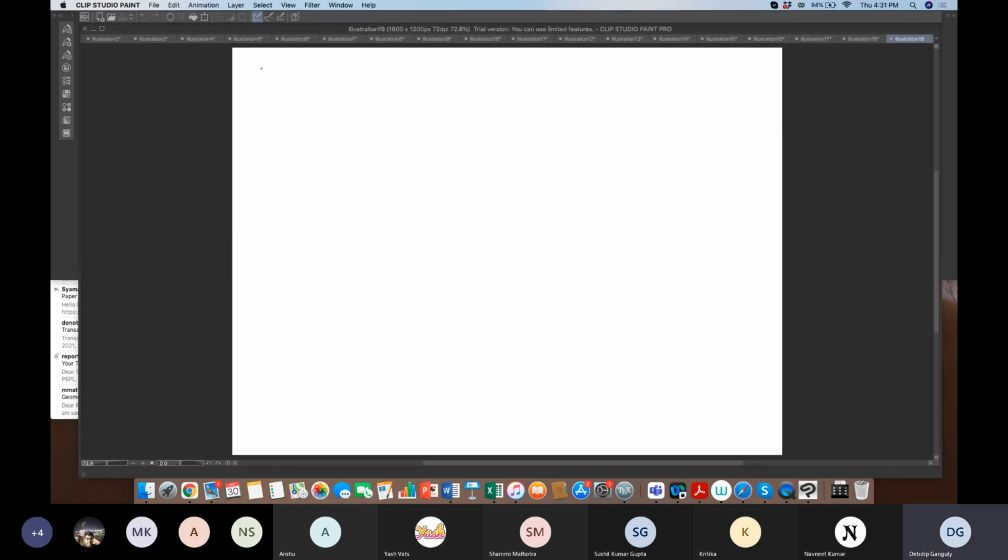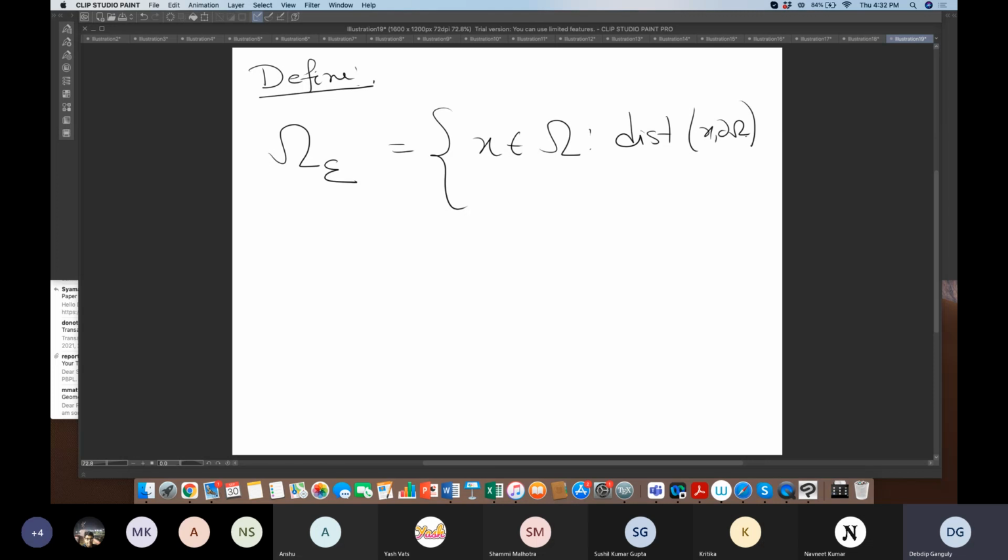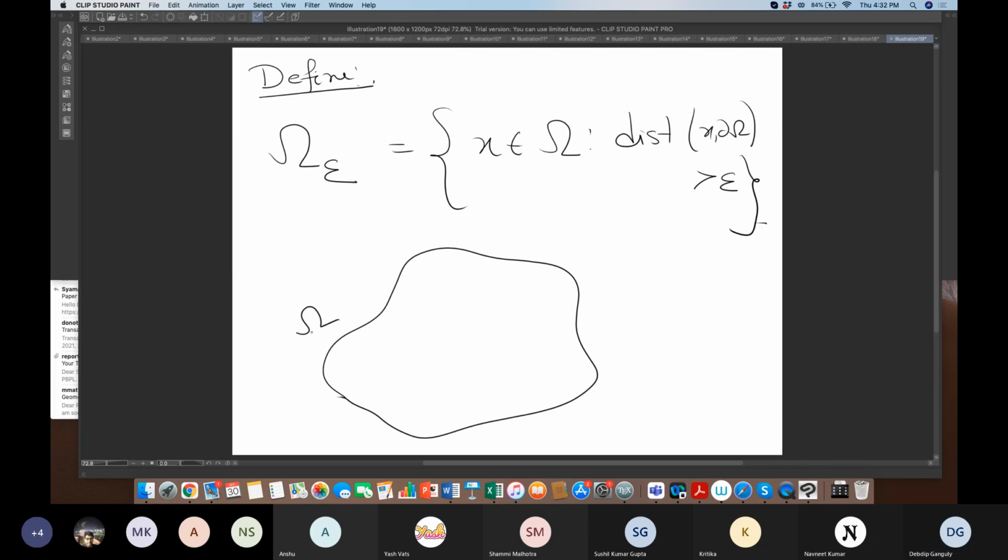Okay. For that you define a set. I don't know whether you have seen such a set, omega epsilon: x belongs to omega such that the distance between x and del omega is greater than epsilon. Omega is a bounded set, let's say. So this is your x, this is your omega, and this is your del omega. What will omega epsilon look like? Anyone? Omega epsilon says that the distance between x and del omega should be greater than epsilon.